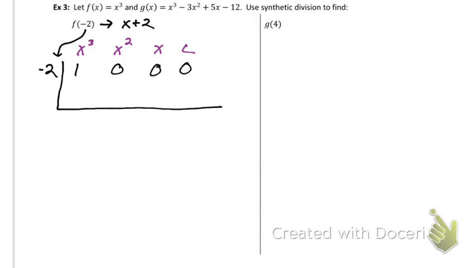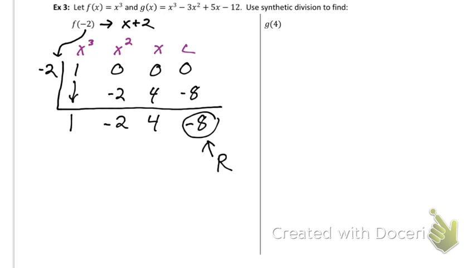Drop that 1 down. We do negative 2 times 1 gives me a negative 2. 0 minus 2 is a negative 2. Negative 2 times negative 2 is a positive 4. 0 plus 4 is 4. Finally, negative 2 times 4 is a negative 8. 0 minus 8, that's my negative 8. This right here is my remainder. They just asked me what does f of negative 2 equal, so we just do f of negative 2 equals a negative 8.